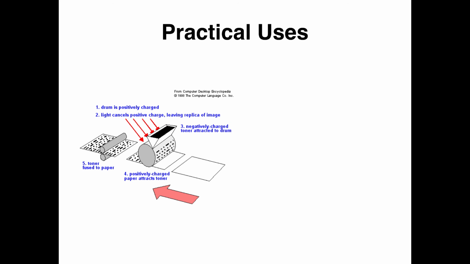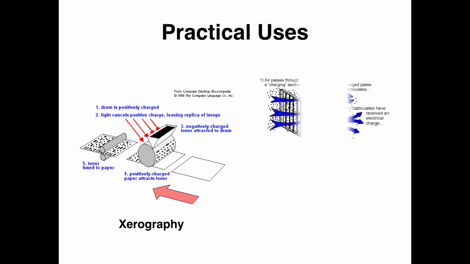And then the toner, which is negative, is attracted to the positively charged paper that comes through, and at that point this causes the toner to stick to the paper at the points based on the image that was printed on it by the drum. And then this toner is fused to the paper by another set of wheels. And that's called xerography, which is writing with static electricity.